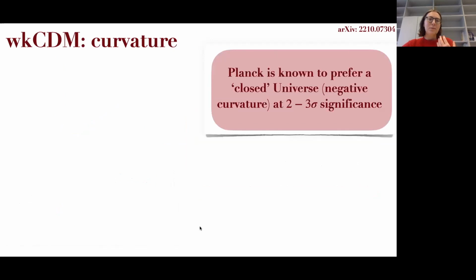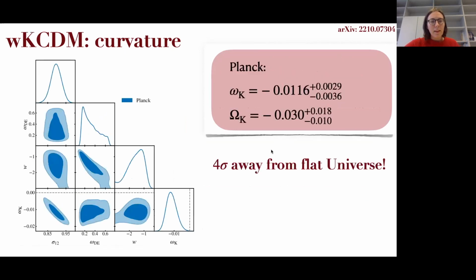Another interesting thing that we can explore is what happens if we also allow the curvature to vary in addition to varying W. So Planck is known to prefer a closed universe, negative curvature, at 2 to 3 sigma significance. So let's look at what happens in our physical parameter space. What we see here is Planck constraints on their own, and in the dashed line, I'm just marking the 0 value.